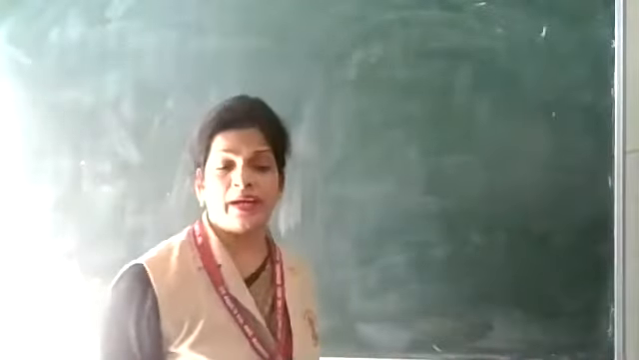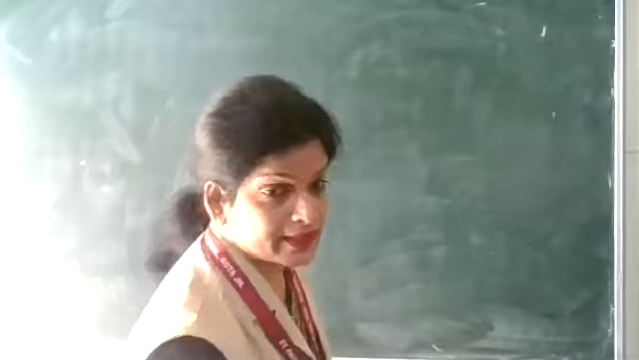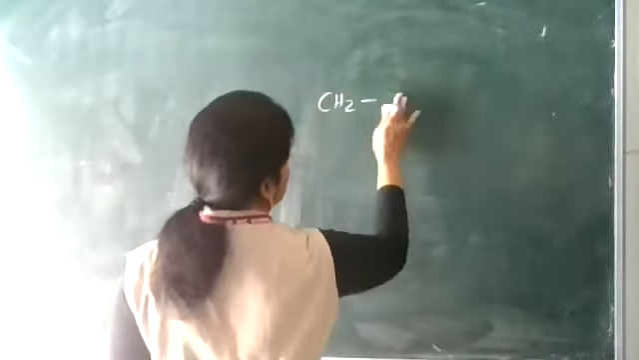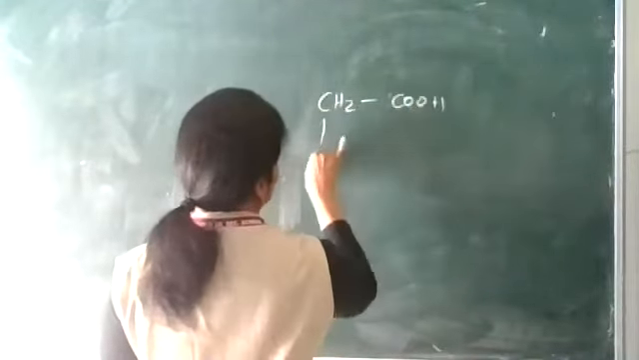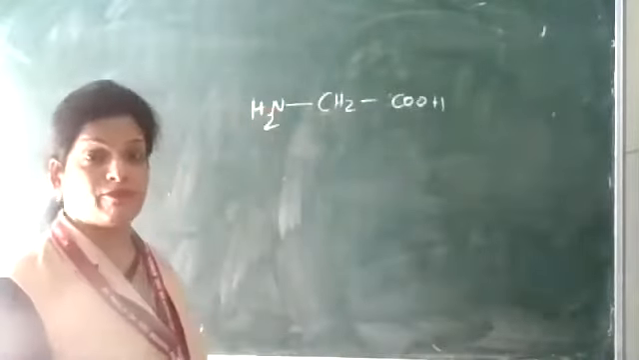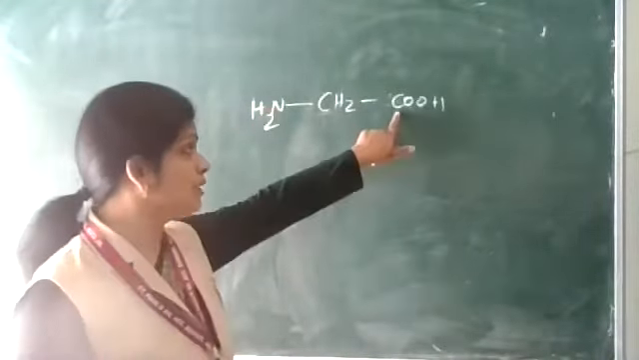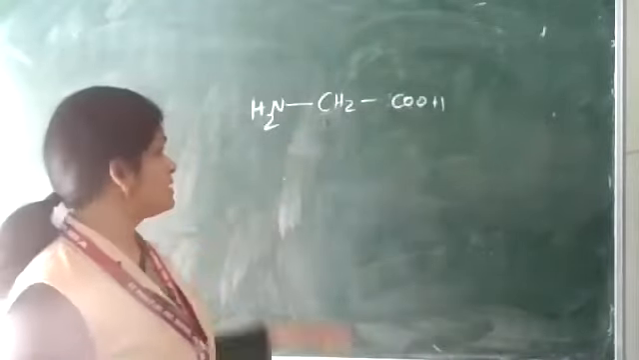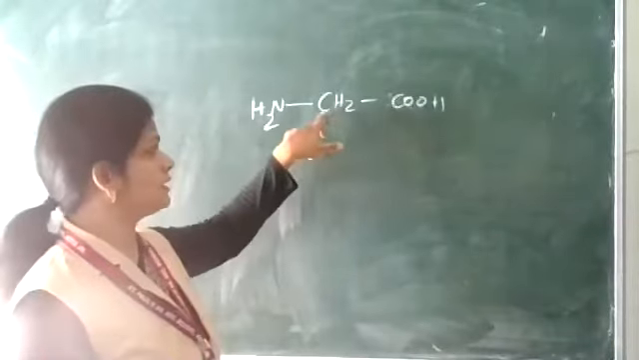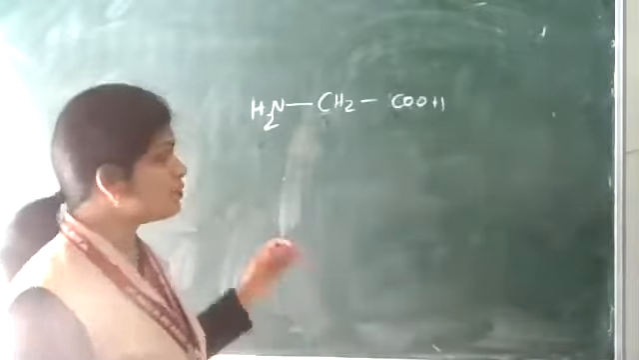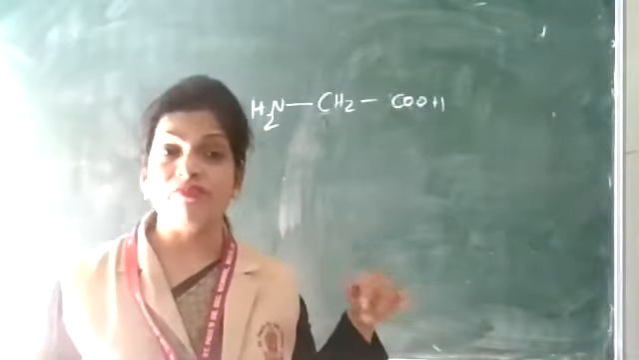Amino acids are connected. I told you proteins are made by alpha amino acids. Alpha amino acid means C, CH2, COOH, NH2. This is an alpha amino acid. This is the functional group. This is the alpha carbon. So alpha amino acid means this NH2 should be on the next carbon of this COOH. So proteins are the polymers of alpha amino acids.